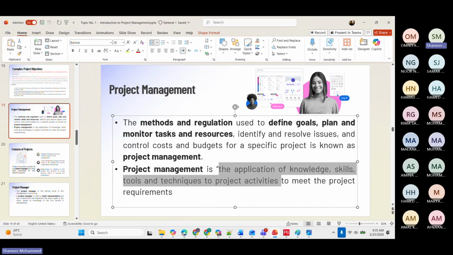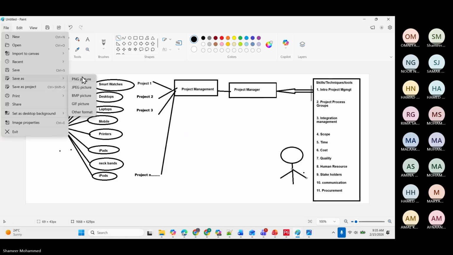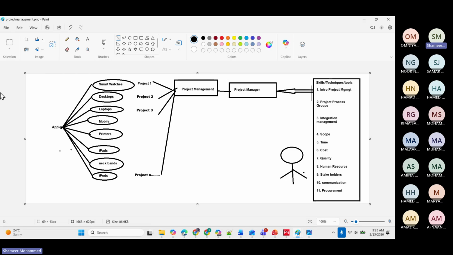So that is what they are trying to say here. It's an application of knowledge, skills, tools, and techniques to project activities in order to meet the requirements of the project. So here you are applying your skills, techniques, tools, methods in order to design a smartwatch, manufacture a desktop, manufacture a laptop, manufacture a mobile, and so on. So this is what is called your project management. This is a definition for you.